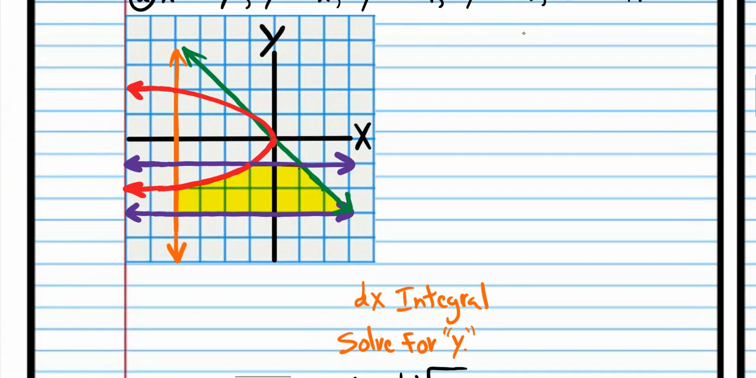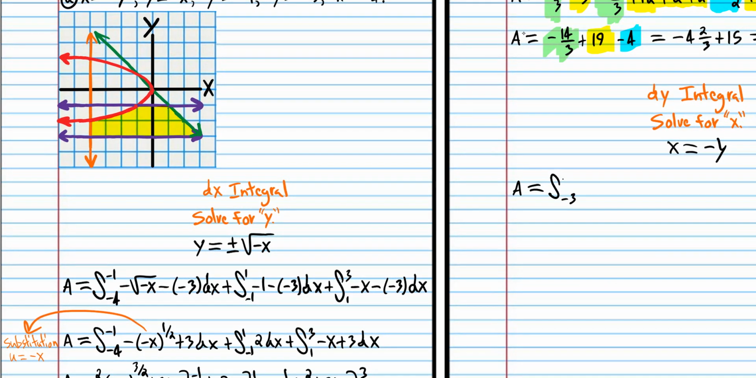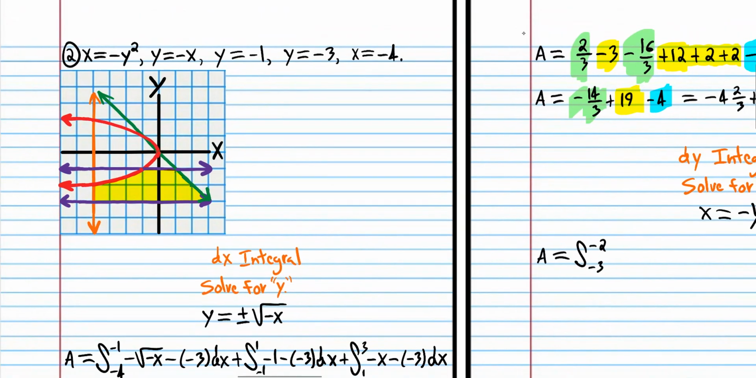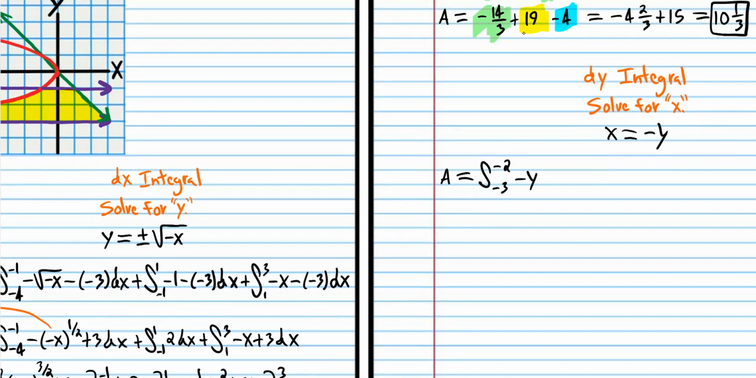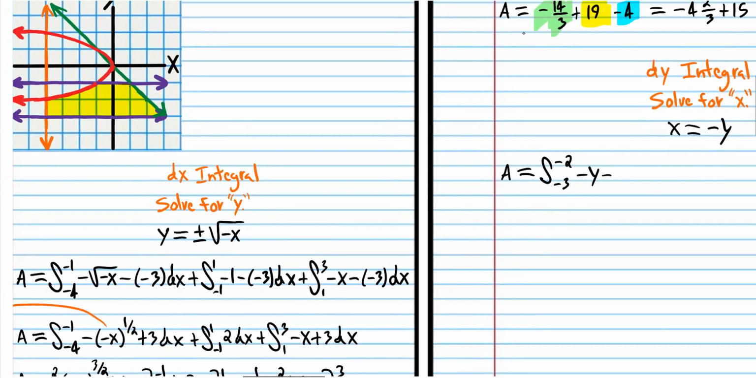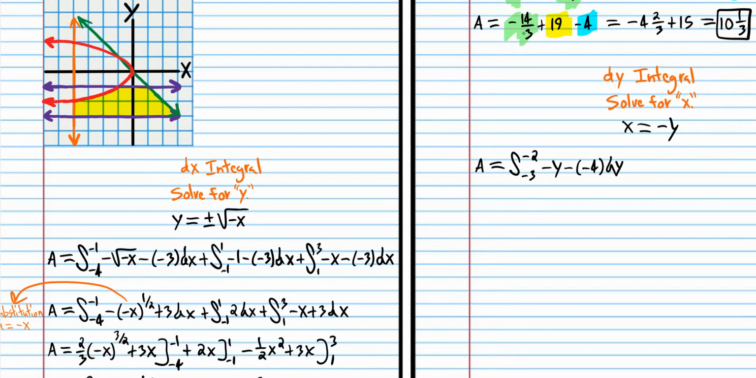So we're going to integrate from y equals negative 3 to y equals negative 2. And we're going to take this x value from the green graph and subtract this x value. So the green graph is going to be negative y. Again, we have to have x solved for, so we have negative y, and then we're going to subtract the orange graph, which is negative 4. So that's the first integral.